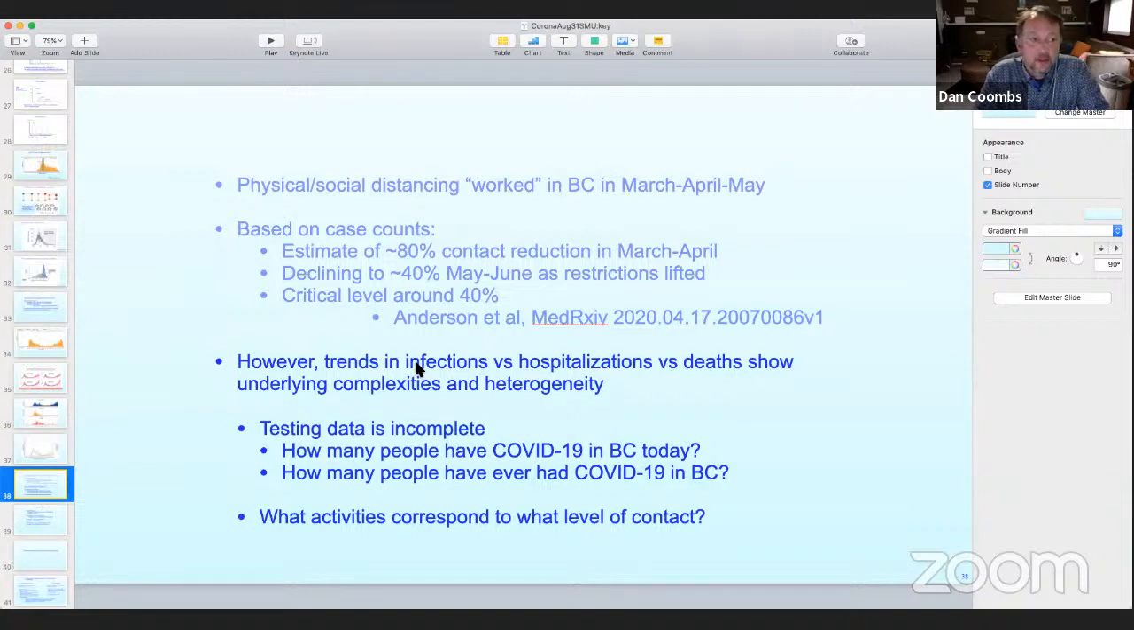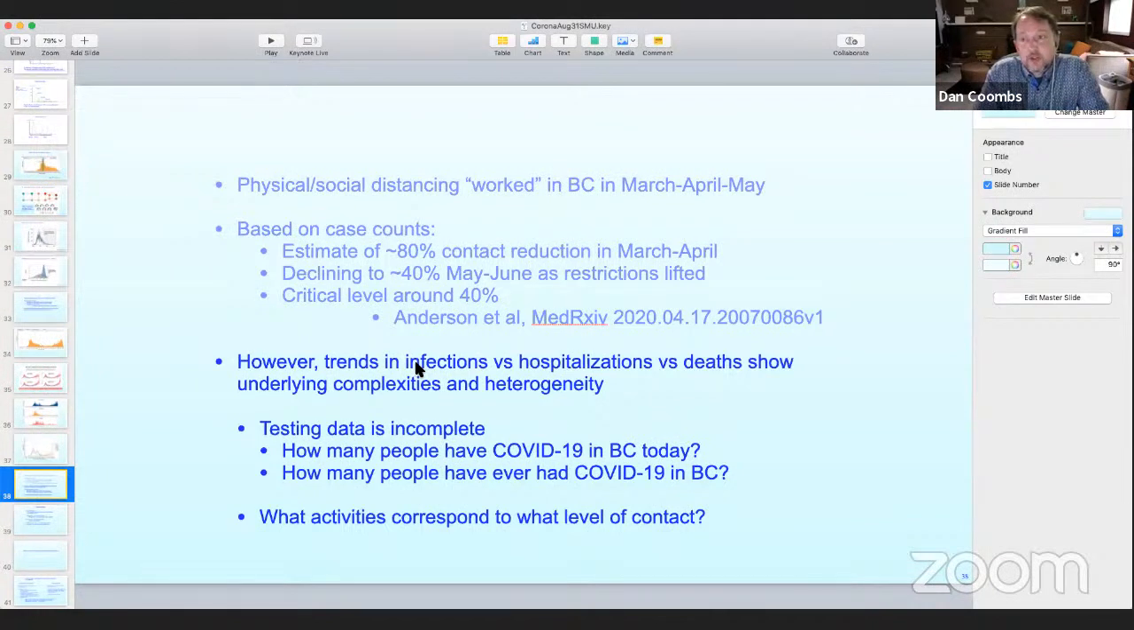There weren't enough tests available. Now there are plenty of tests available. And so it's possible that we actually have a better representation of the second wave than we did of the first wave, and in particular of those younger people. So maybe there were younger people infected back in March, but they weren't being tested at a high rate.